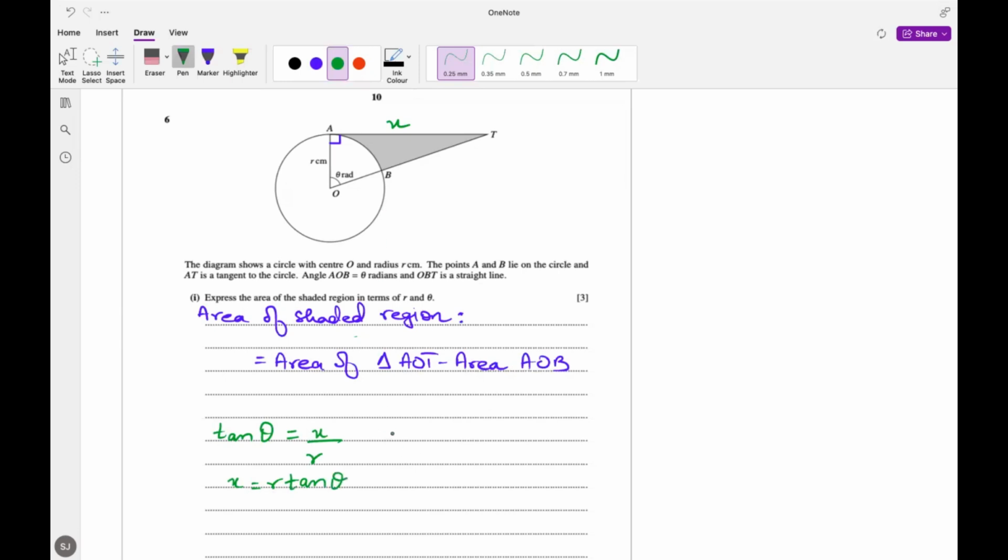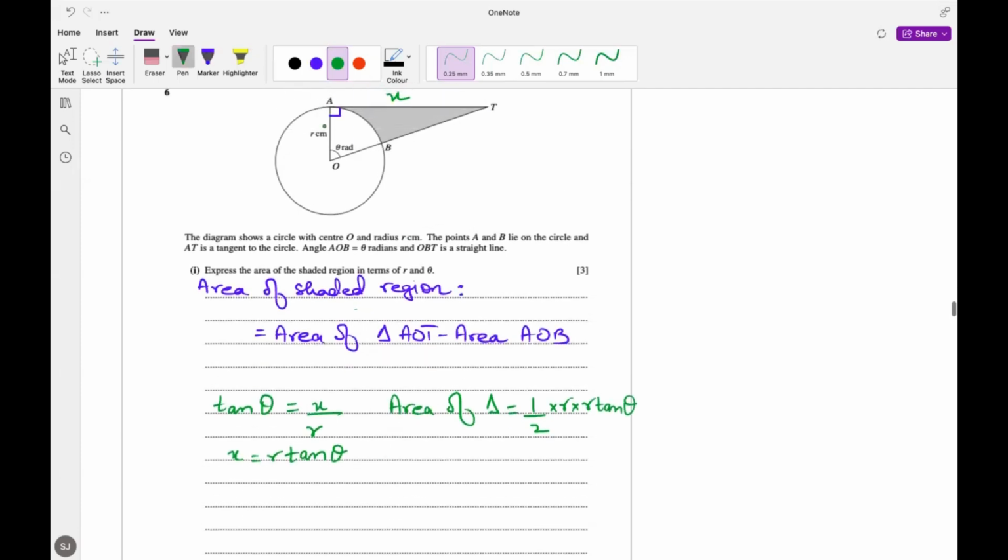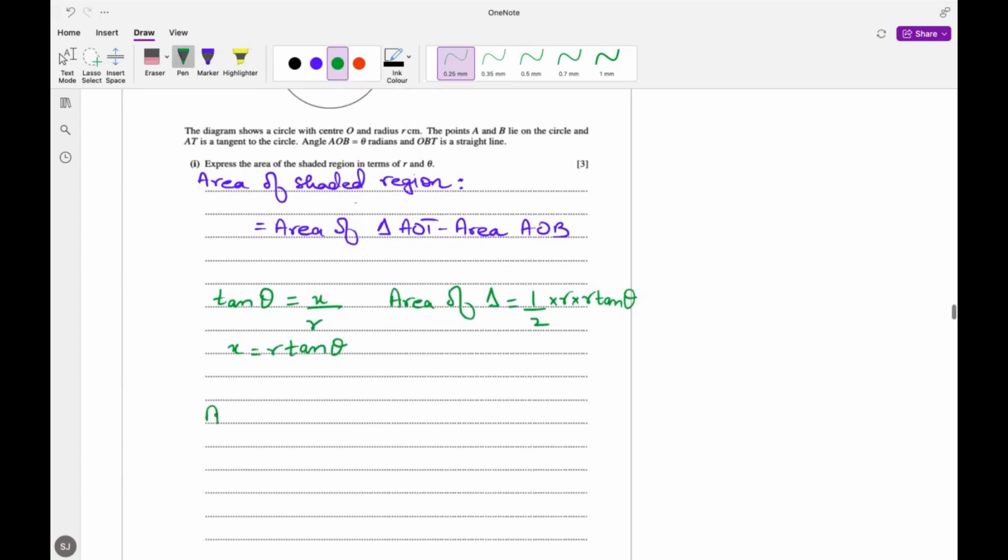Now the area of the triangle will be equal to half base into height. So half into r into the length of AT, which is r tan theta. The area of the sector AOB, so we know that the area of a sector is given by half r squared theta. So the area of sector AOB will be equal to half r squared theta.